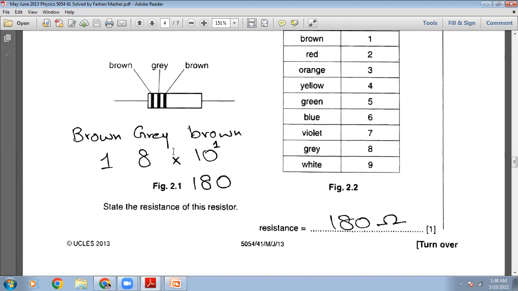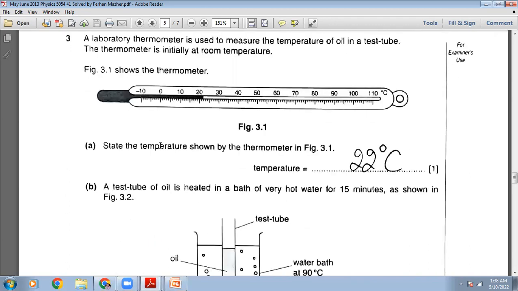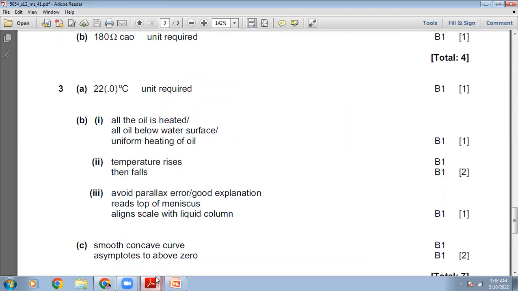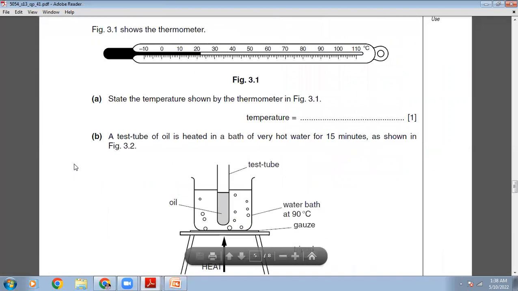Okay, so let's go to the next question. First, let's check the marking scheme. Yeah, our answer is right. So we are going to the next question. The next question is question number 3.